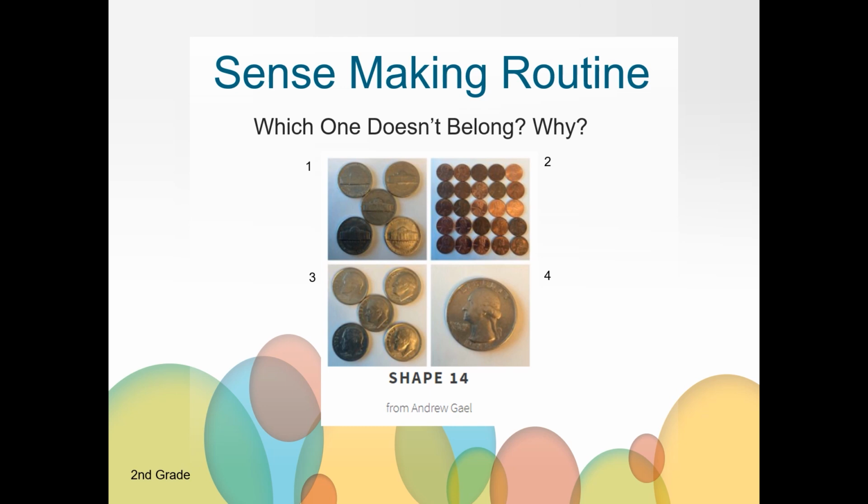Number one doesn't belong because the coins are tail side up, while the others are head side up. Number two doesn't belong because the pennies are brown in color, while the others are silver in color. Number three doesn't belong because the dimes total 50 cents. Number four doesn't belong because the quarter is only one coin while the rest has multiple coins. What other ideas did you think of?